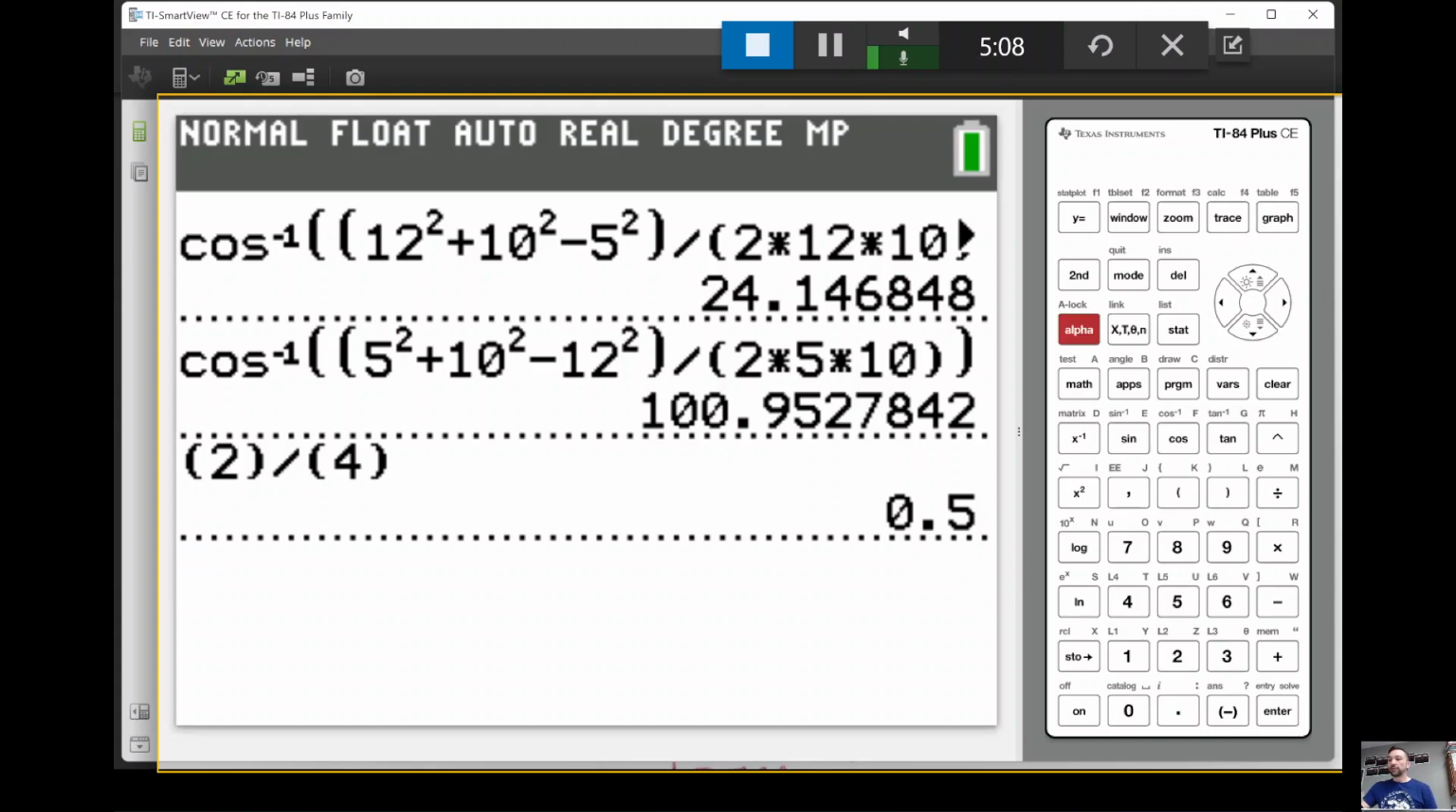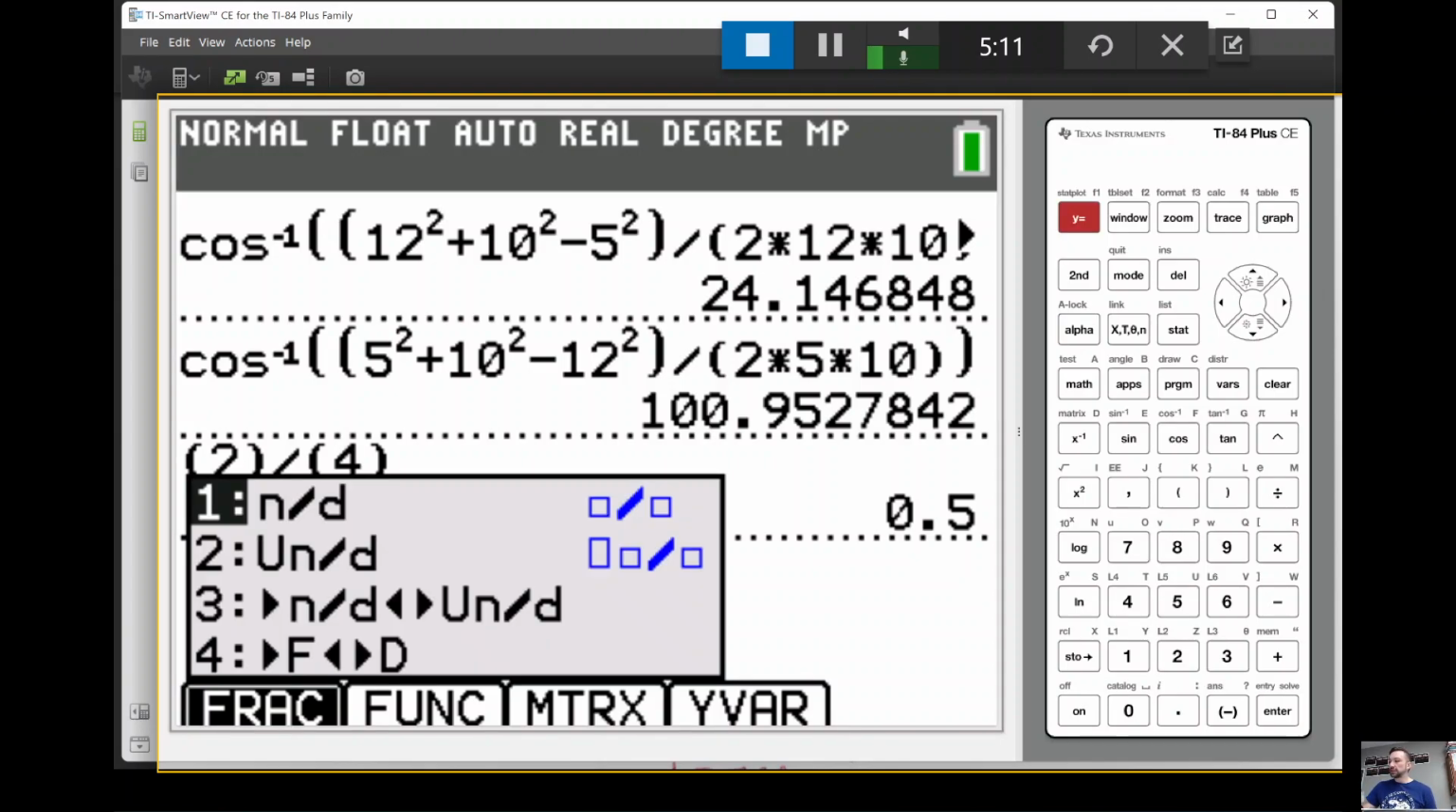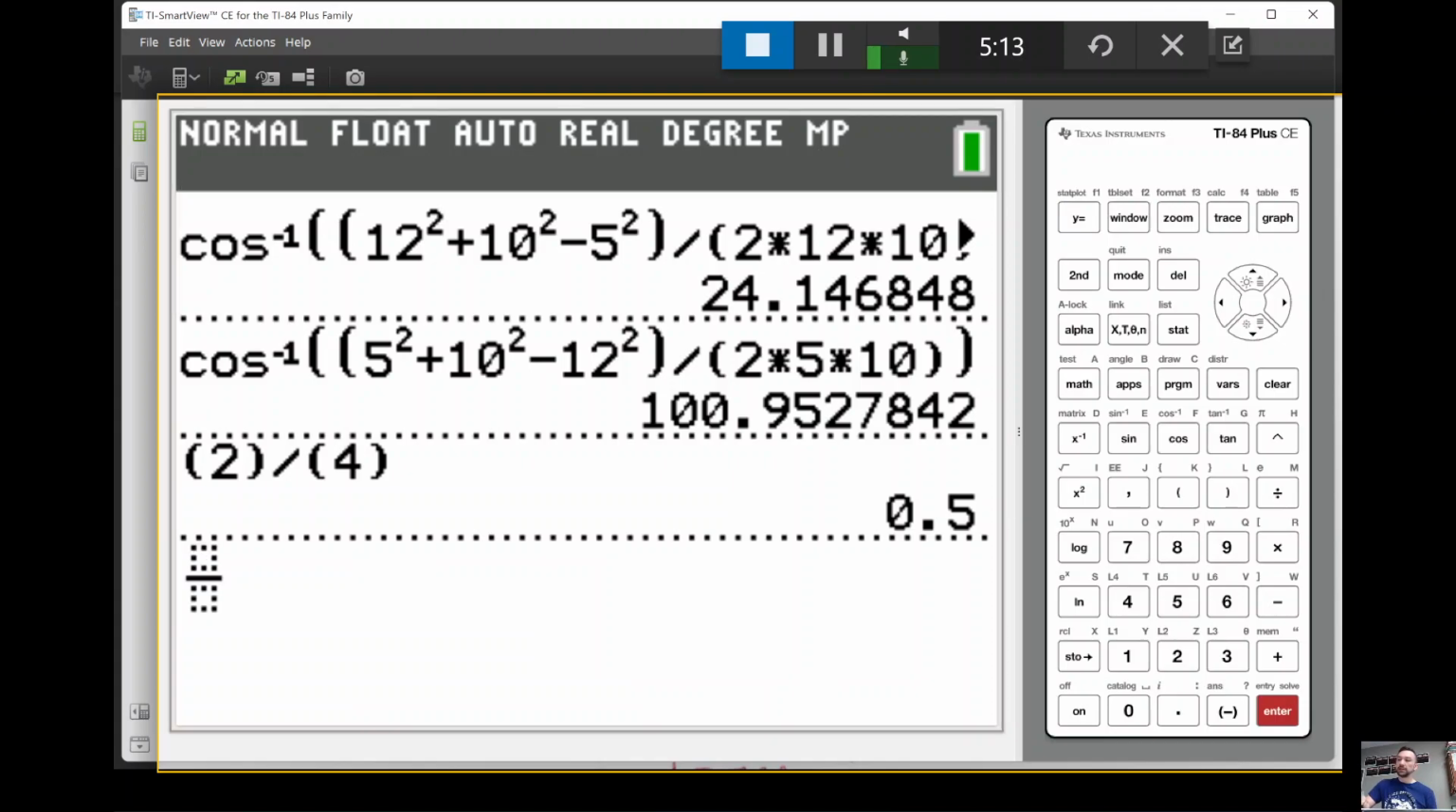Or you can do alpha y equals, and if you pick this option number 1, you can type it in this way, and the calculator assumes parentheses around the numerator and parentheses around the denominator, so that should work too.